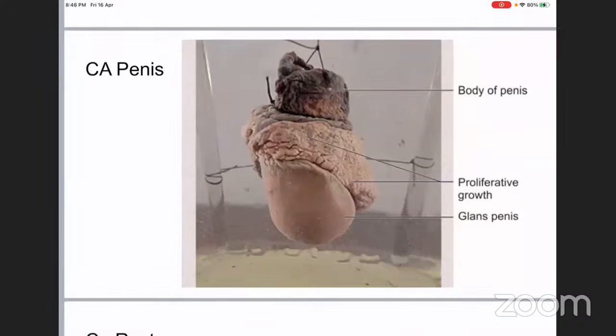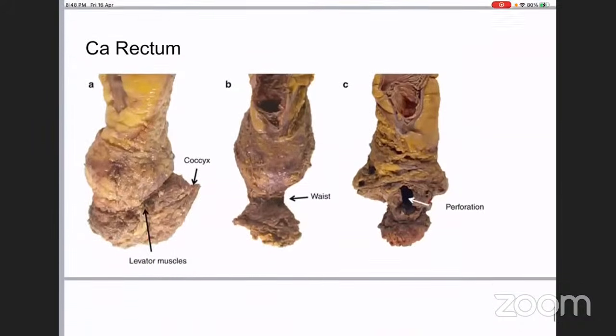Okay, and then you should know about partial and total penectomy. And what do you do when you do a total penectomy? What do you do for the patient's urination? How do you arrange for it? Perineal urethrostomy. Very good. You do a perineal urethrostomy. Very, very good.